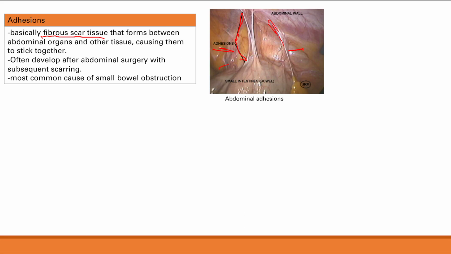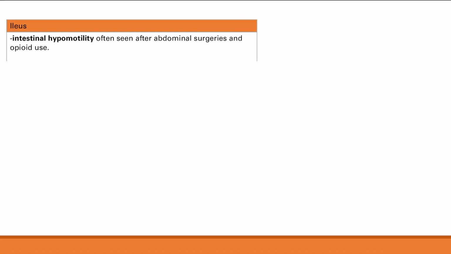So what are we doing in surgery? We're just cutting everything out, right? We're basically stabbing the patient. What happens after you get cut? You get scar tissue. So you're going to get all this fibrous scar tissue between different abdominal organs. And this scar tissue can wrap around and cause obstruction. So this is actually the most common cause of small bowel obstruction. You can imagine that they can basically lead to obstruction of your small intestines. So that's adhesions.